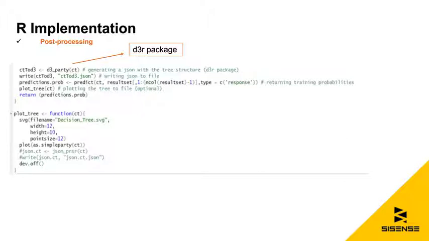So after passing the tree into D3 party, we have the tree in a JSON, and we're writing the JSON into a file. Then we're just calculating the predictions on the result set to return to Sisense if the user chose to actually preview the predictions and not the visualization of the tree.